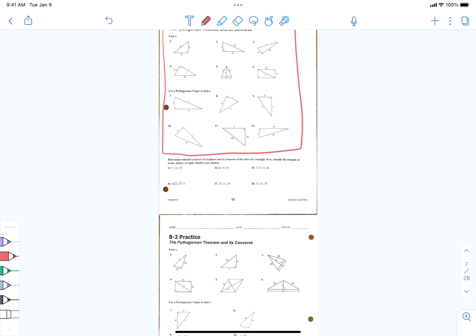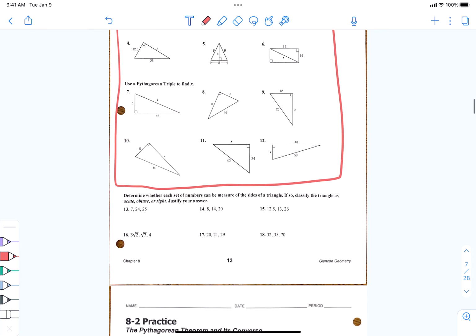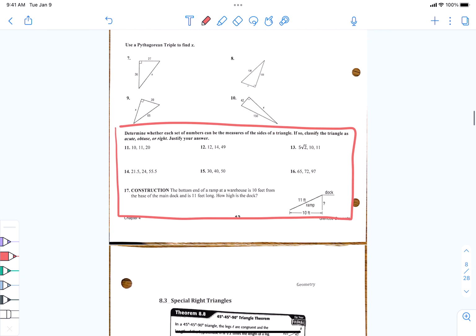You just do one side of the paper. I know, right? So, 1 through 12 on skills practice, that chunk, skip the bottom, and then do 11 through 17. I like it. That sounds good.